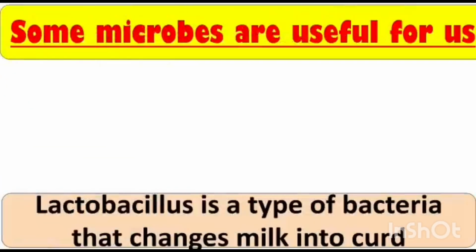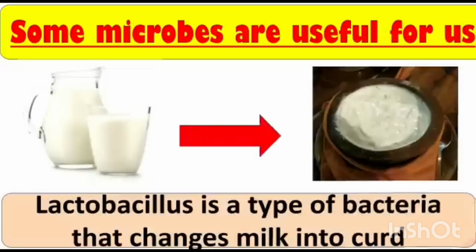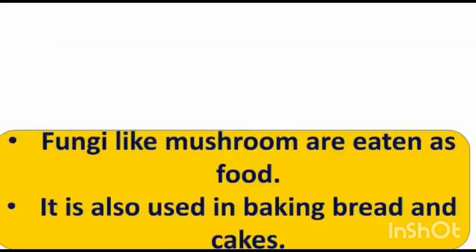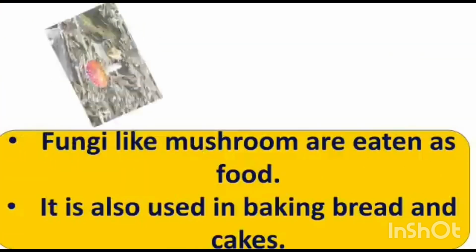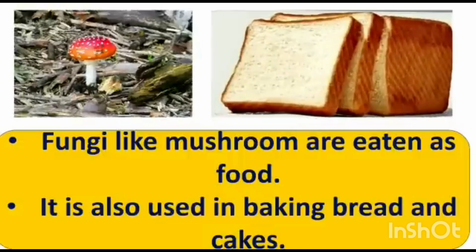Now, some microbes are useful for us. The microbes which we learned about here are harmful microbes, but some microbes are useful and helpful for us. Like lactobacillus, which is a type of bacteria found in milk. Fungi like mushrooms are eaten as food. Fungi are also used in baking bread and cakes. The fungus that is used in baking bread is called yeast.